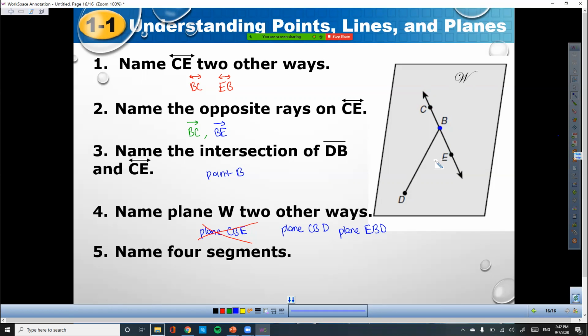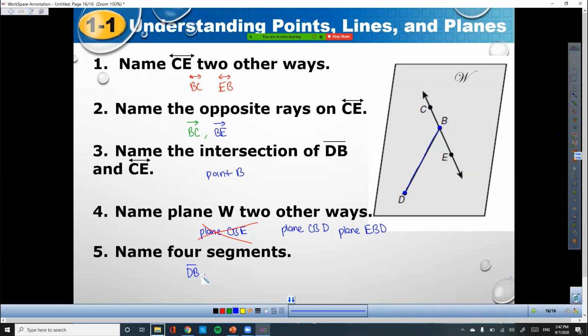And lastly, part number 5, they want me to name four segments. Remember, segments are parts of a line where they have a start and they have an ending. So let me go ahead and erase this right here. So my very first segment, the very first one that I know is segment DB right here. I have a starting point and an end point. So my first segment here is segment DB.